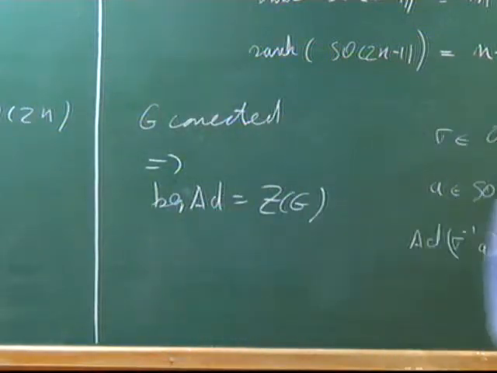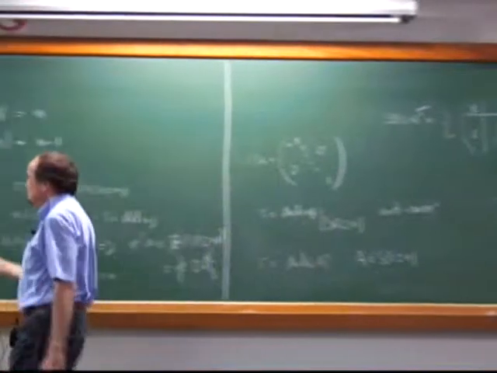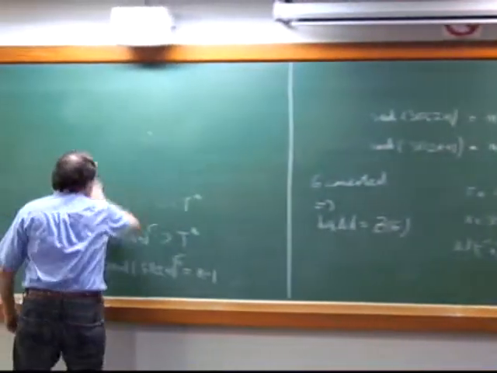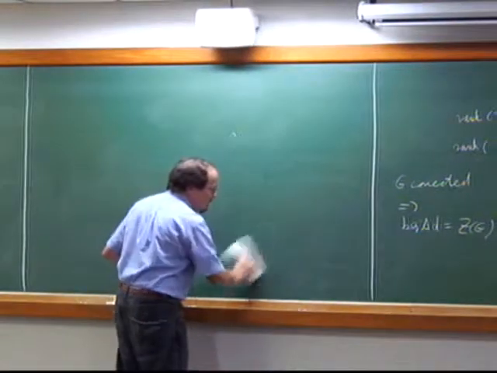I see. You're right. The proof was not correct. Subtract another 5 points from your exam. Okay. Thanks. Any other questions?